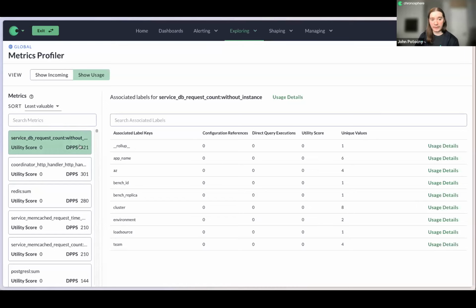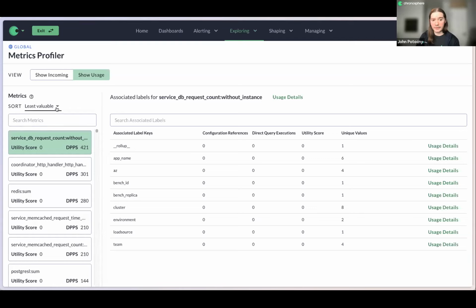You can see for each one, we show data points per second, as well as a utility score that tells me, where is this metric being used? How often is it being used? Score of 0, there's no references, there's no executions. This is being tracked over the last 30 days. So I can say with confidence that this metric that we're looking at here, service DB request count without instance, it's just not being used anywhere. If I want to save costs very quickly, I can drop these utility score 0 metrics and not have to pay to store them in the platform.